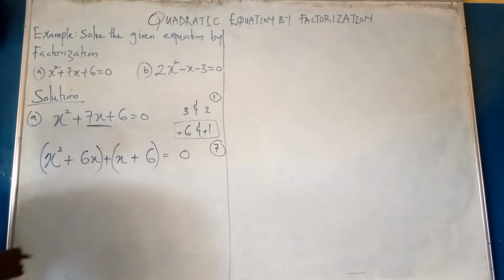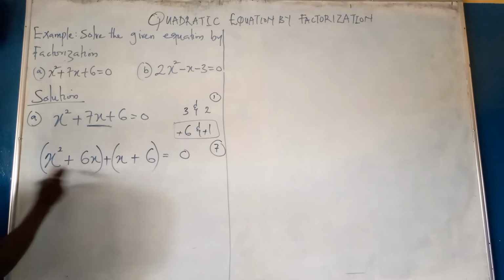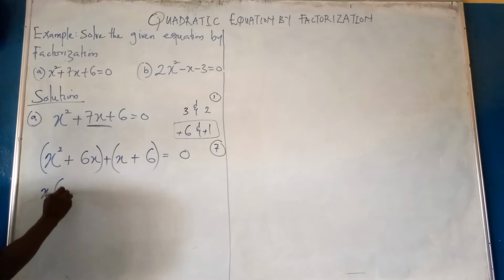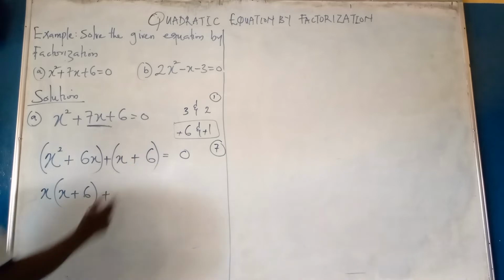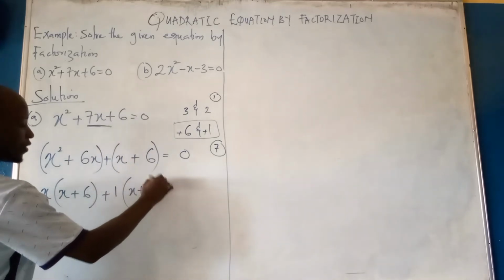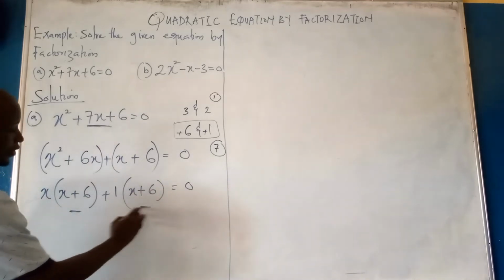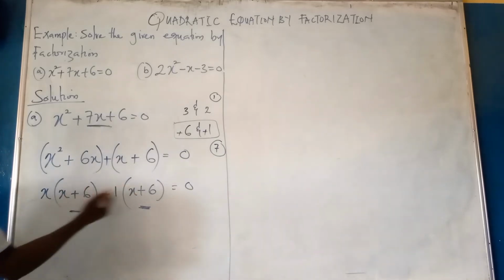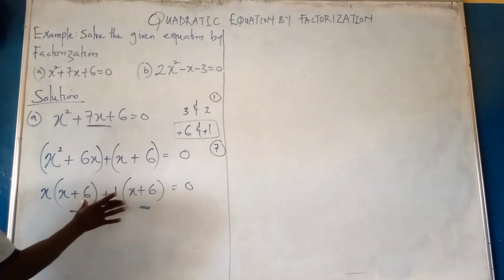And we look to factorize. And how do we factorize? What is common here? We have x. So bring out x, and we have x into the bracket, x plus 6, plus what is common here? 1. So bring out the 1 into the bracket, x plus 6, equals 0. If you look at this and this, they are the same in terms of number and in terms of sign. That shows that we are doing the right thing. And instead of picking these two, we are going to pick 1. So we have x plus 1 here.